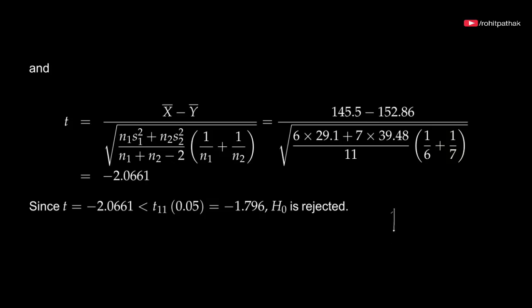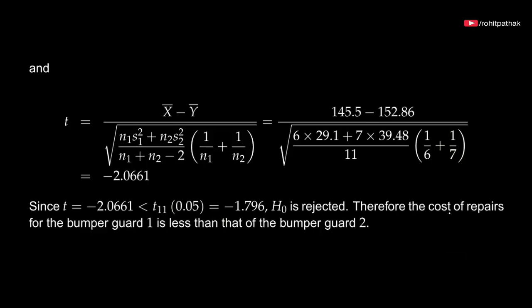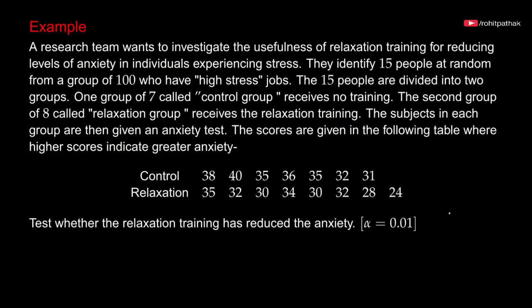So if we compare this value with the critical value, we find that this value falls outside of this region. So minus 1.796 is the critical value on left. Minus 2.0661 is falling outside of this acceptance region. So it is in the critical region. Therefore H0 is rejected. The cost of repairs for bumper guard 1 is less than that of bumper guard 2. Now look at another example.